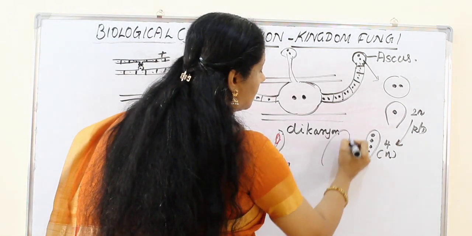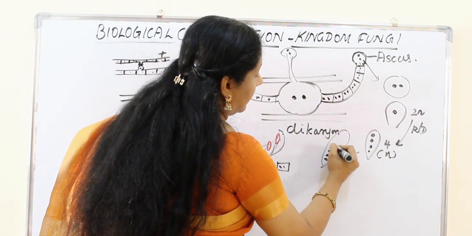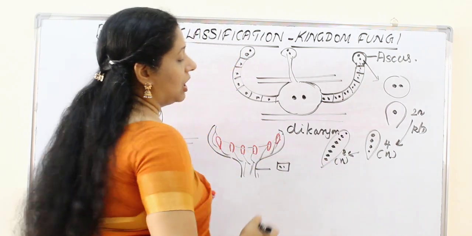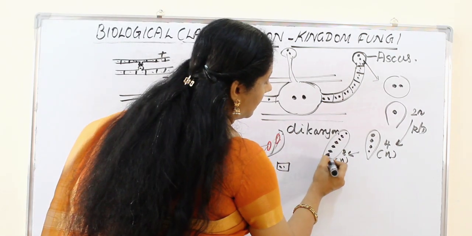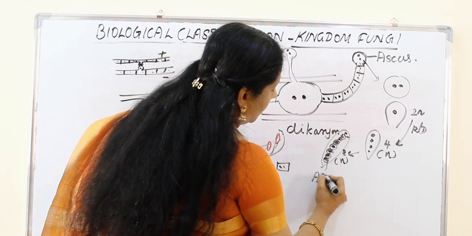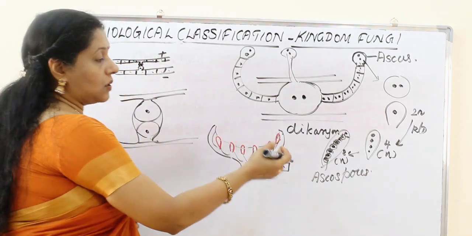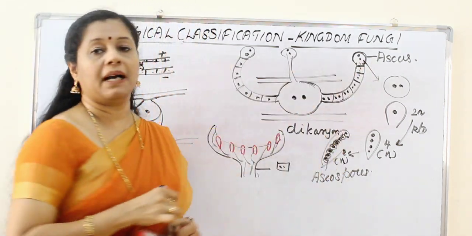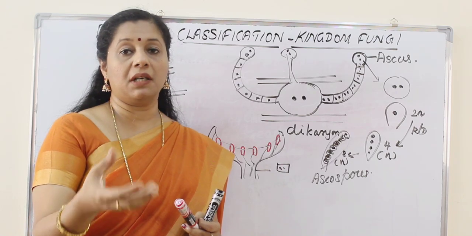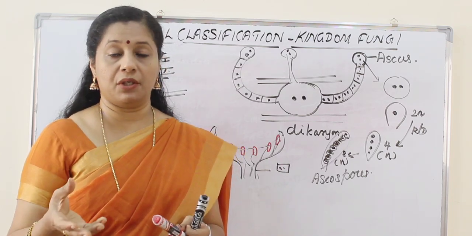Now this will undergo mitosis, resulting in 8 nuclei, each one haploid. Then each one will accumulate some cytoplasm and form ascospores. These ascospores will be liberated by breaking of the ascus, and on falling on a suitable substratum will grow into a new hypha, forming a new fungus.